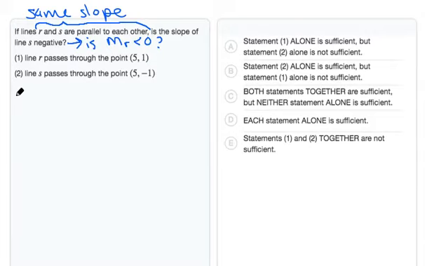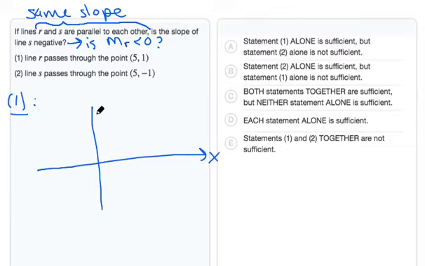So let's dive into statement 1. Statement 1 tells us that R passes through the point (5, 1). So let's just consider a couple of cases. Let's draw a graph. It doesn't have to be a perfect graph, just a quick sketch to get an idea. So if R passes through (5, 1), imagine we have our point (5, 1) somewhere over here. And we know that our line passes through that, R does at least. So let's just pick another color.